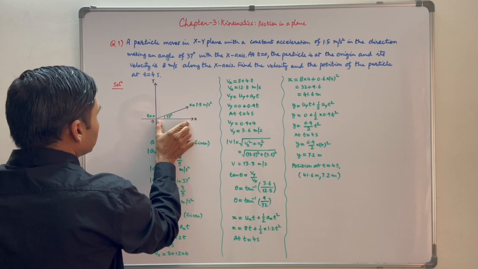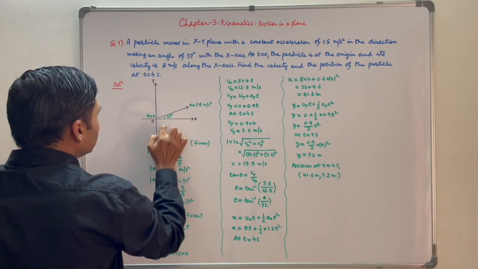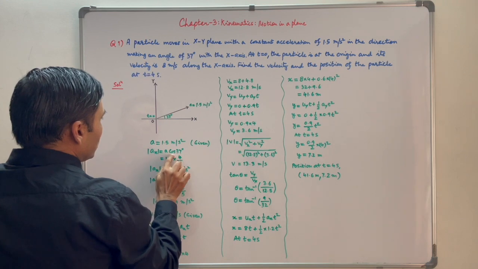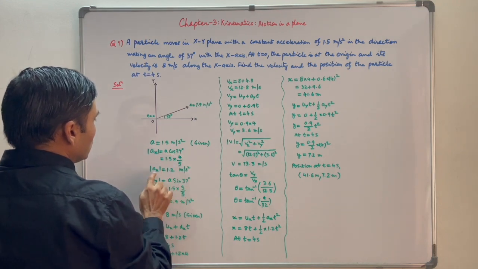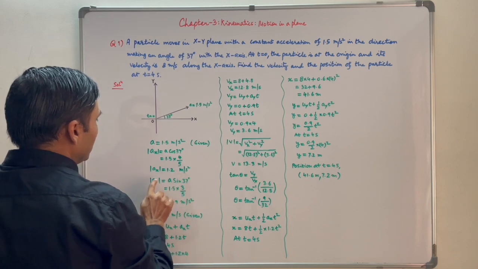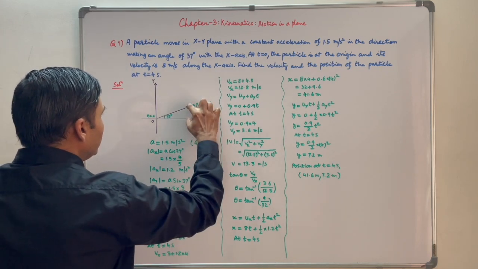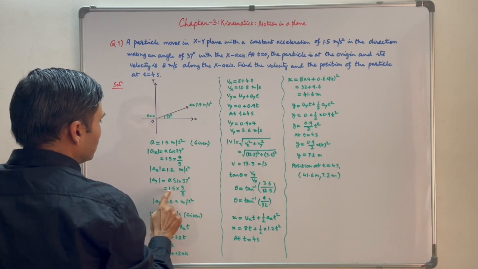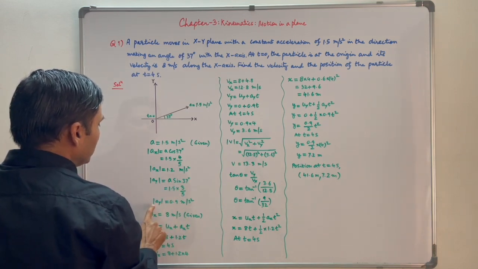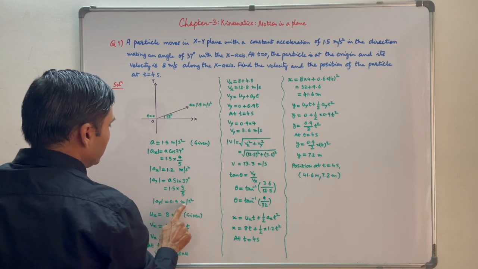Horizontal component of the acceleration will be a cos 37. a is 1.5, value of cos 37 is 4 by 5. So ax is equal to 1.2 meter per second square. Similarly, ay is equal to a sin 37. So that is 1.5 into value of sin 37, which is 3 by 5. So ay is equal to 0.9 meter per second square.